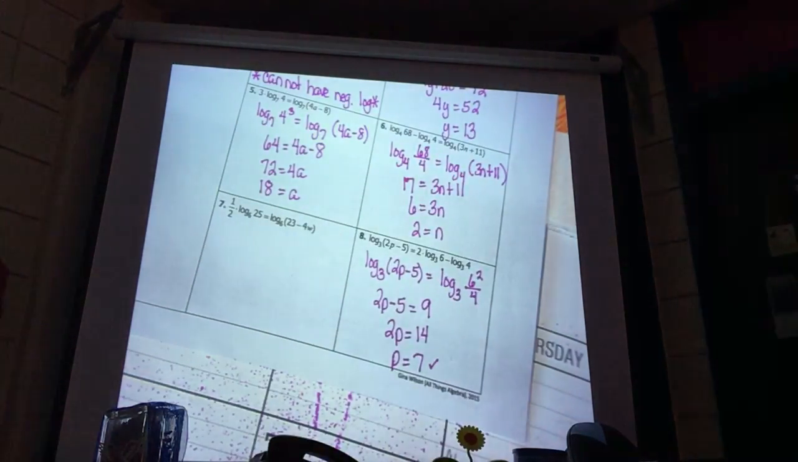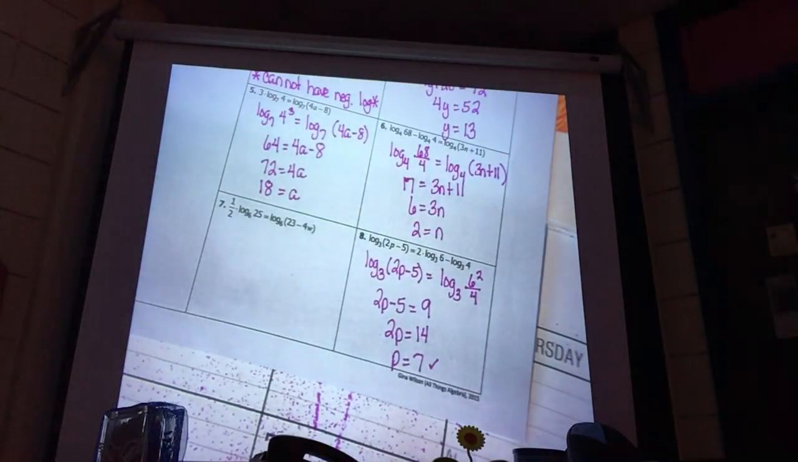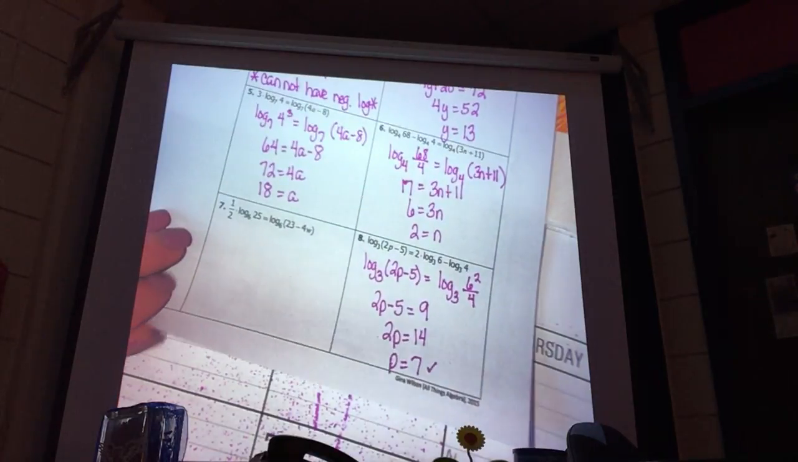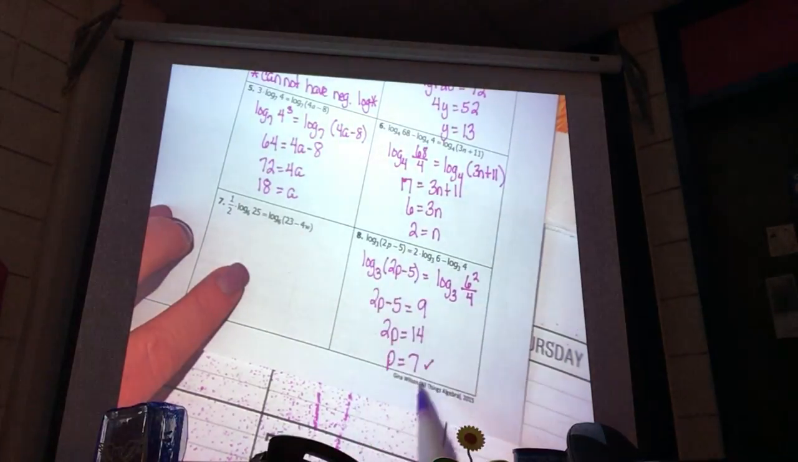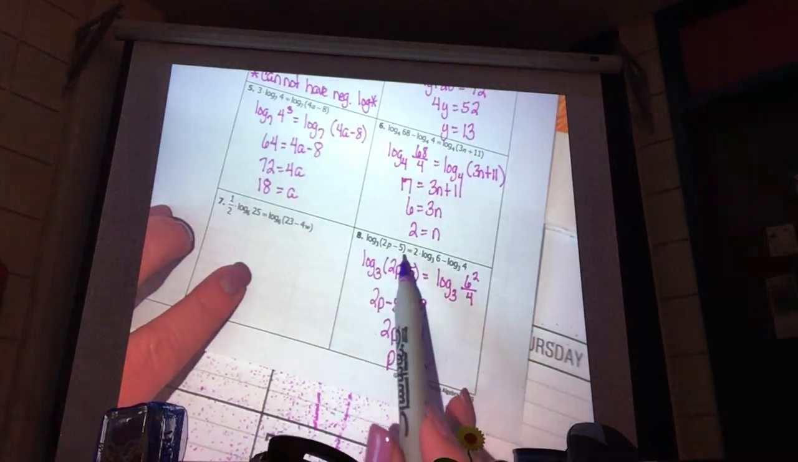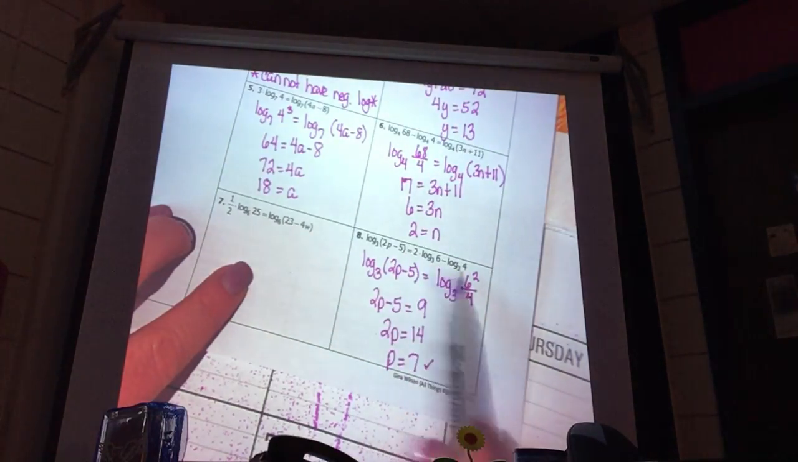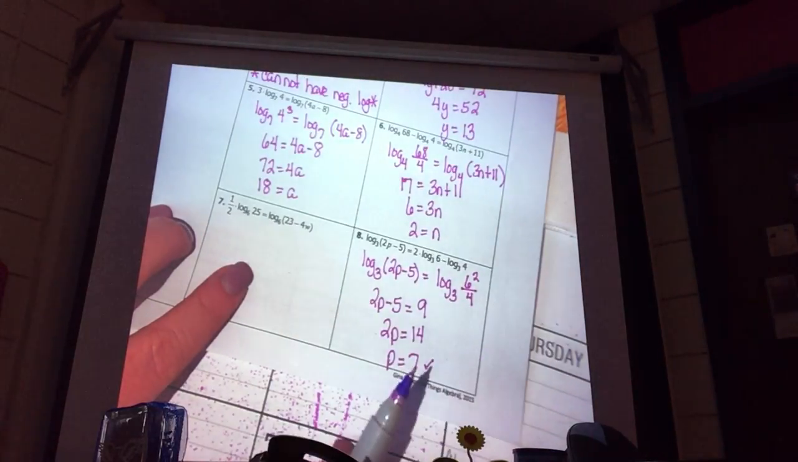Questions on that? What's the fastest way to check it? Plug it in the calculator? You can, or you can just do 2 times 7 is 14 minus 5. And then make sure that's what you get over here, 6 squared divided by 4. And make sure you get the same number. It just cannot be negative.